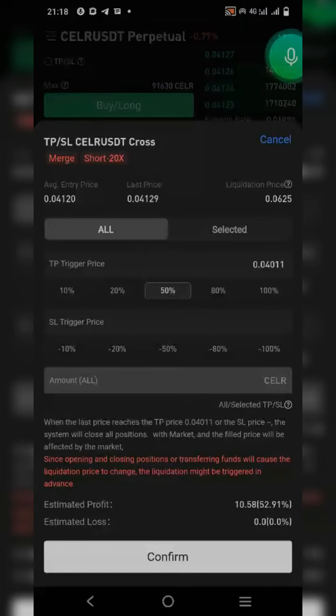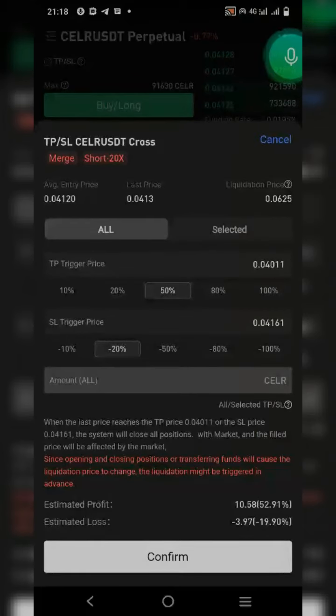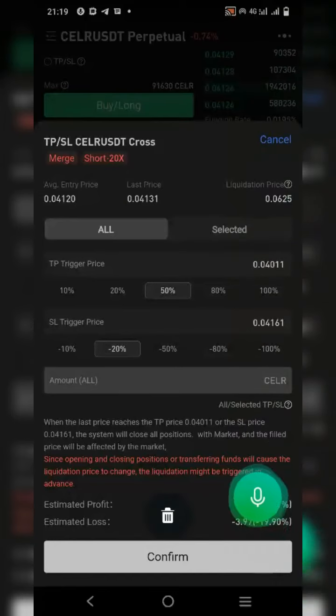So 50% above, let's say 50%. If I say 50%, I'm going to make $10.58. 50% is more like saying the market is going to go down. There should be some form of calculation there to see what 50% means. I don't want to use my head to do that right now. And for the stop loss, if it keeps on going up and it's putting me on a loss of 20%, it should stop. And if I'm losing 20%, this is what I'm going to lose, minus 3 points. Let me hover that down here.